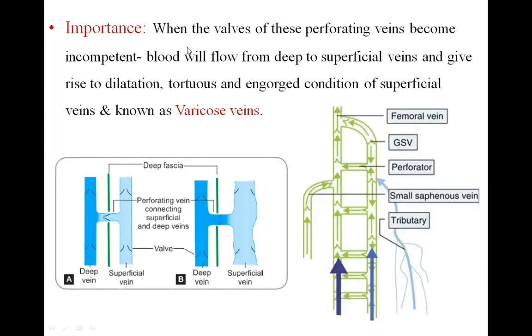Importance of these perforators: when the walls of these perforator veins become incompetent, blood will flow from deep to superficial veins and give rise to dilatation, tortuosity, and engorgement of the superficial veins, and this is known as varicose vein. This is the normal position. When the walls are deficient, then the superficial veins become dilated, tortuous, and engorged.